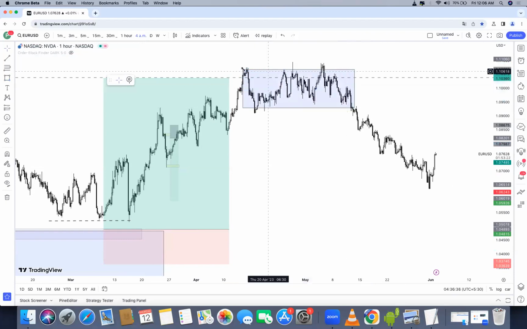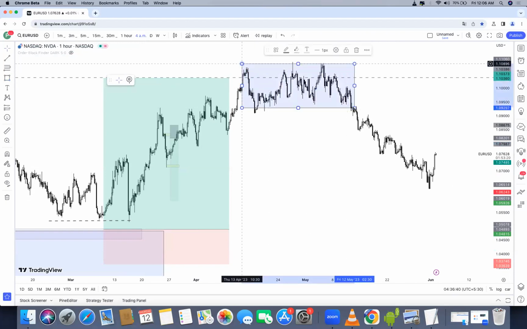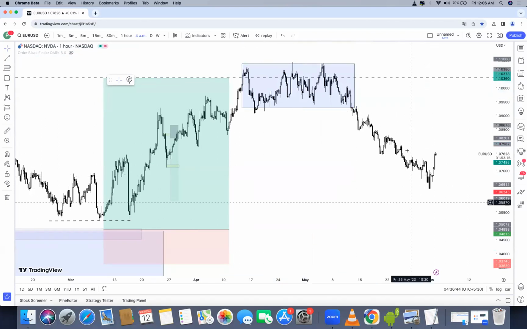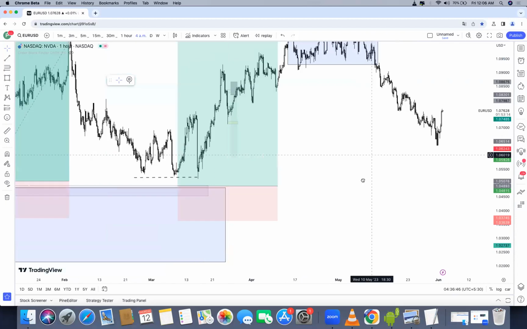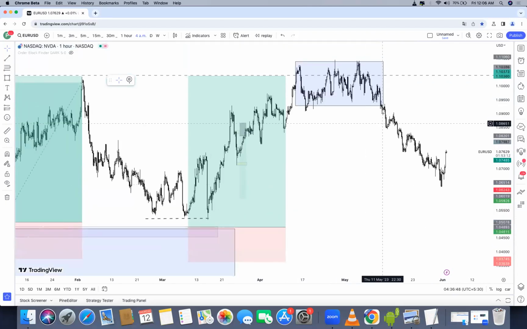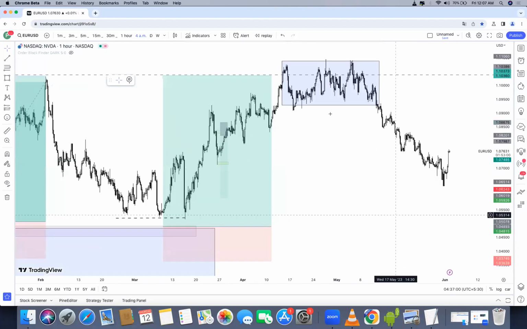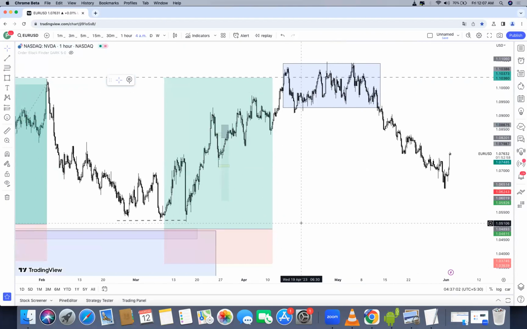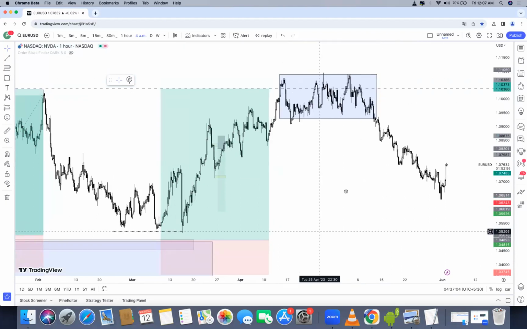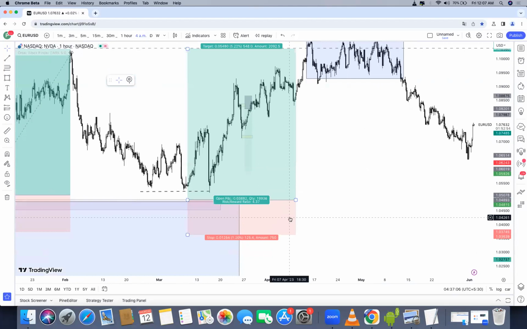All right, we had another base right here, and then the market broke out of this base and then dropped. So if you were to sell this, you would have made about 80 to 100 pips in profit. By now you should be closing in profit. And here is the supply zone. And the market is coming back down to the demand zone, right?